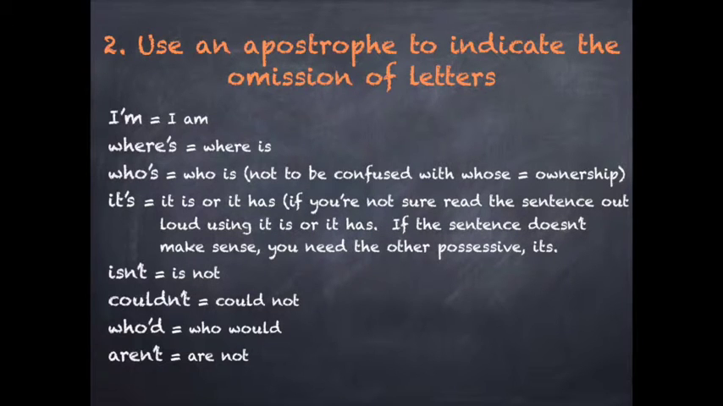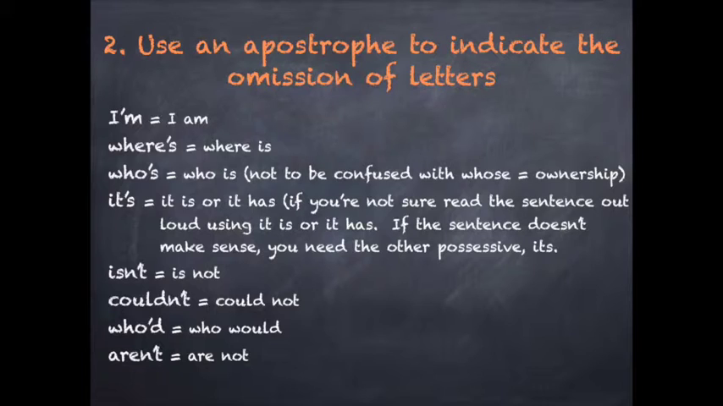The second time to use an apostrophe is to indicate the omission of letters. I'm equals I am. Where's equals where is. Who's equals who is, not to be confused with whose, which equals ownership. It's equals it is or it has.